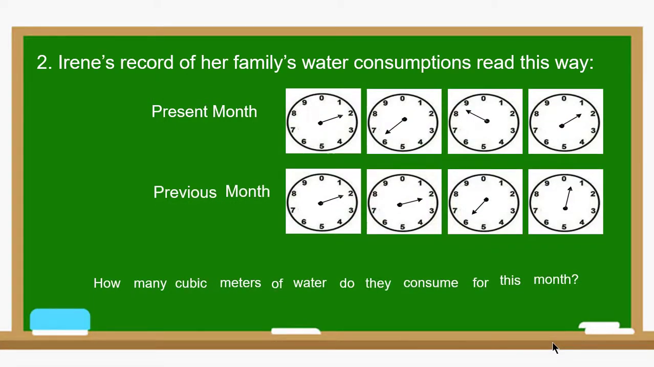Number 2. Irene's record of her family's water consumption reads this way: present month and previous month. How many cubic meters of water do they consume for this month? If your answer is 1,240 cubic meters, then you are correct.